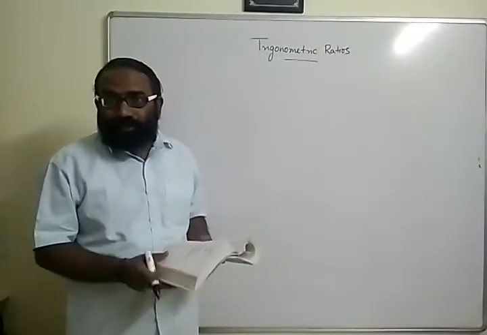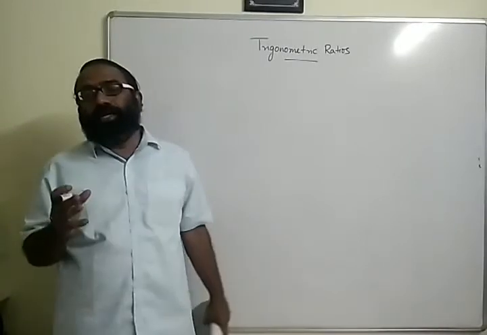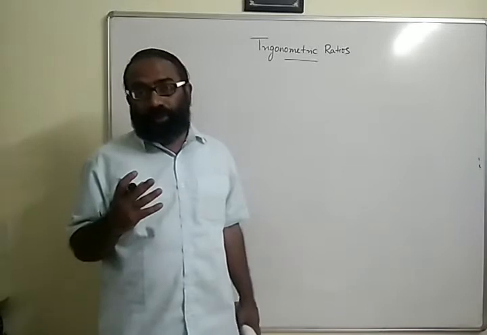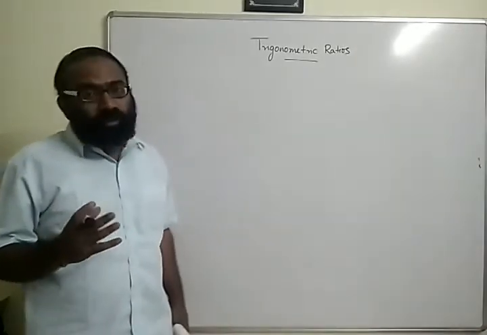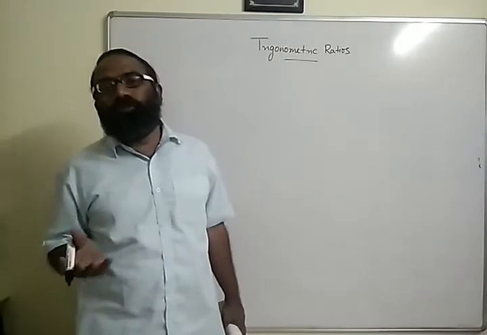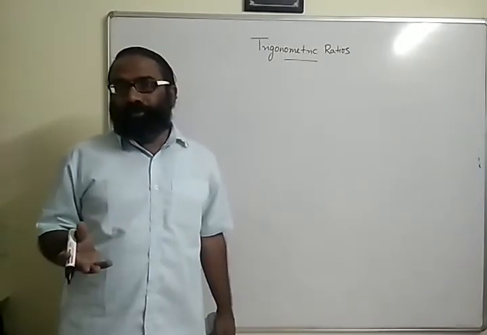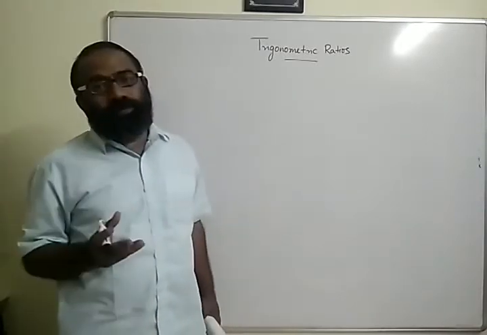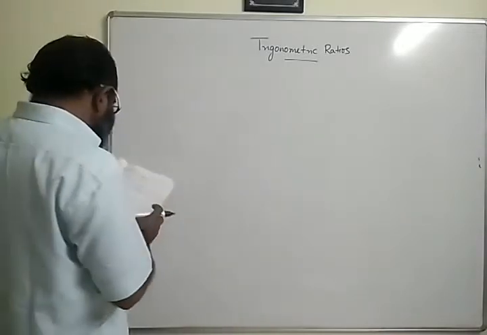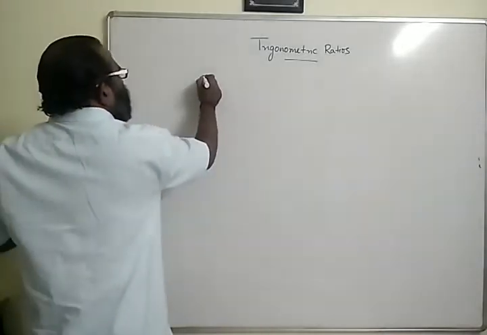So in the last session we saw trigonometric ratios and how to convert from one ratio to another, how to write one in terms of the other. So we'll continue with some more problems, some of which involve both the complementary angles as well as the identities. We'll see that as we go on.